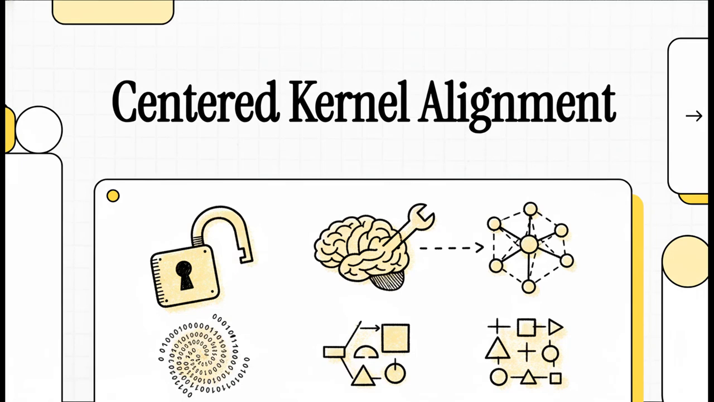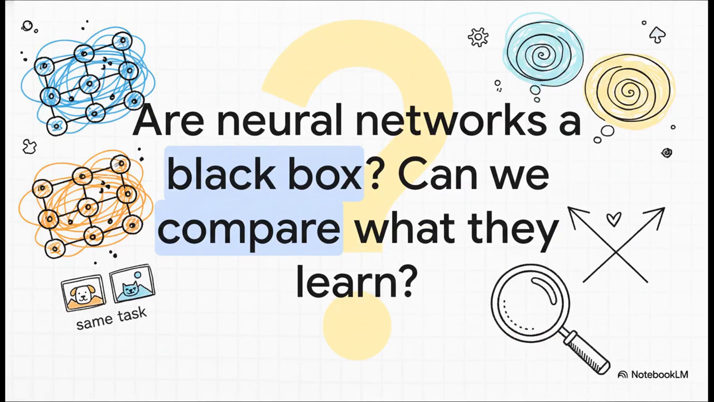All right, today we're cracking open the black box. We're going to take a deep dive into a really cool tool called Centered Kernel Alignment, or CKA for short. It's a method that helps us answer a question that's been bugging AI researchers for years. You hear it all the time, right? Neural networks are a black box.